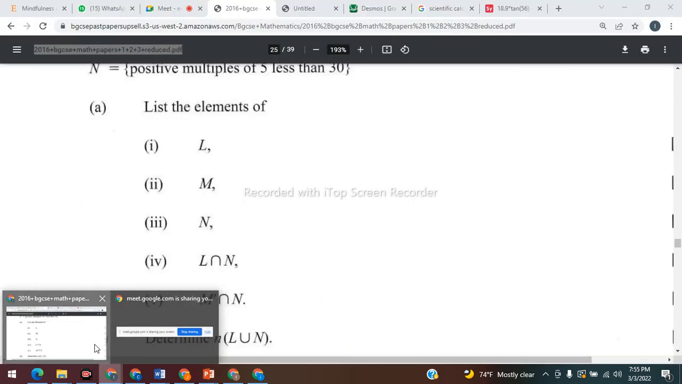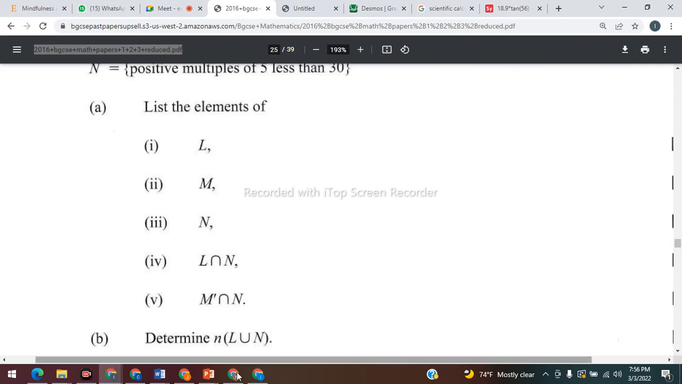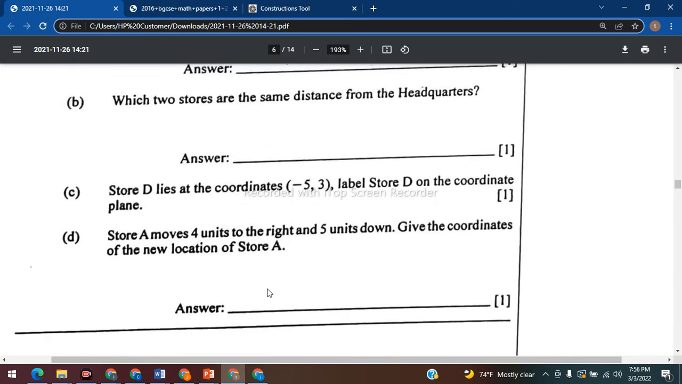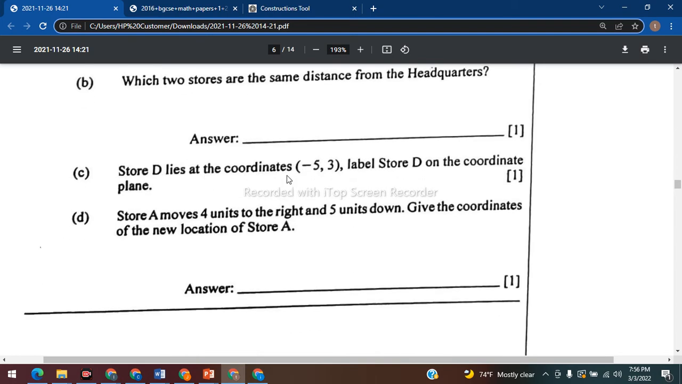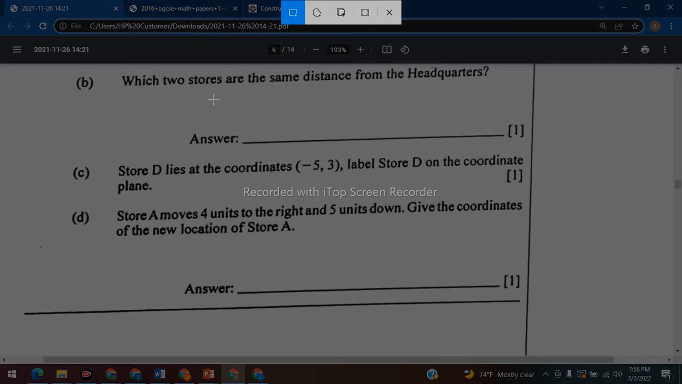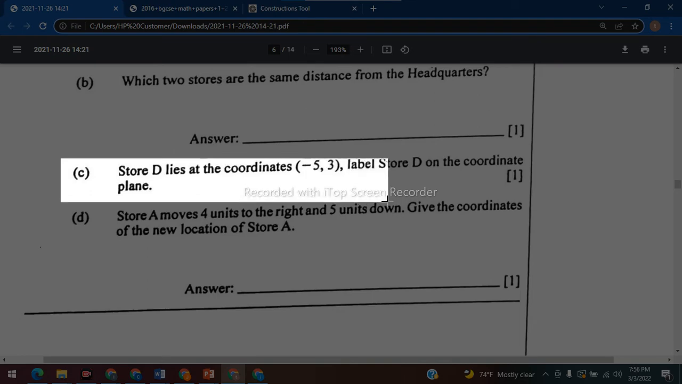Alright, so what's the next question on that list? Name this star. Star D lies at the coordinate -5, 3. Label star D on the coordinate plane. Oh, okay. So I didn't even notice that they didn't put star D.